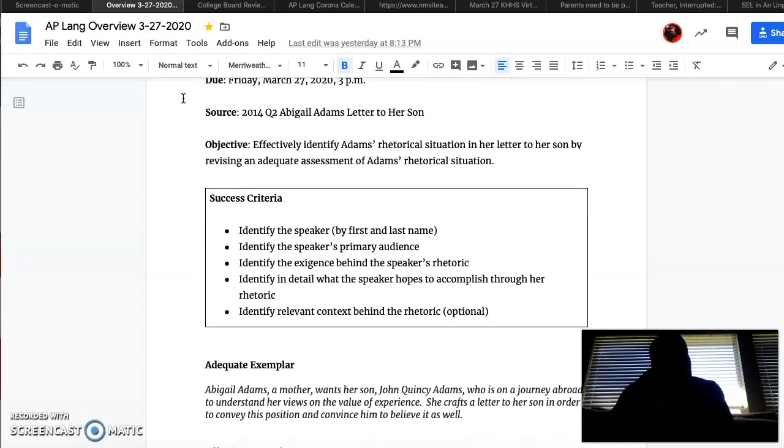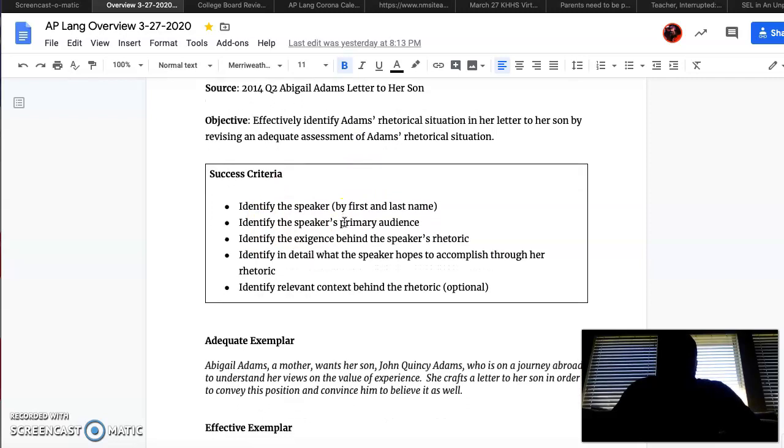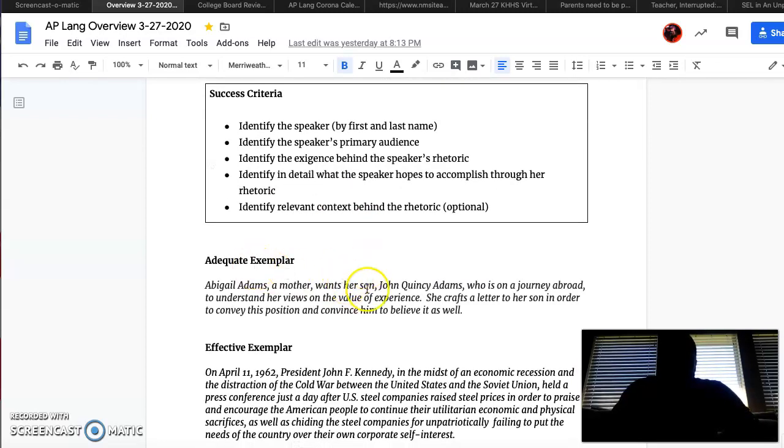Our success criteria for task number one, same, just identify who is the speaker by first and last name, who is the speaker's primary audience, actually name the audience, provide some level of detail about it. Like in the adequate exemplar, it shows Abigail Adams, a mother, wants her son, John Quincy Adams. So, son, John Quincy Adams, that is some level of detail about who Abigail Adams' audience is in this letter.